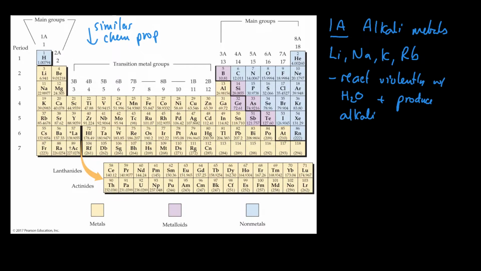And an alkali is simply a base that is dissolved in water. So a base is something that can neutralize an acid. So when you add lithium or sodium or potassium or rubidium to water, it reacts violently, and the resultant solution is capable of neutralizing an acid. It's called an alkali. Group 2A, I'm going to write it like so.